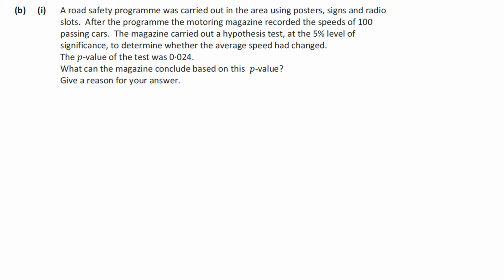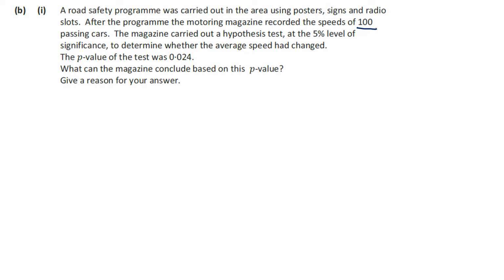So part B then, a road safety program is carried out in the area using posters, signs, and radio slots. After the program, the motoring magazine recorded the speeds of 100 passing cars. The magazine carried out a hypothesis test at a 5% level of significance to determine whether the average speed had changed. So that's what they decided.